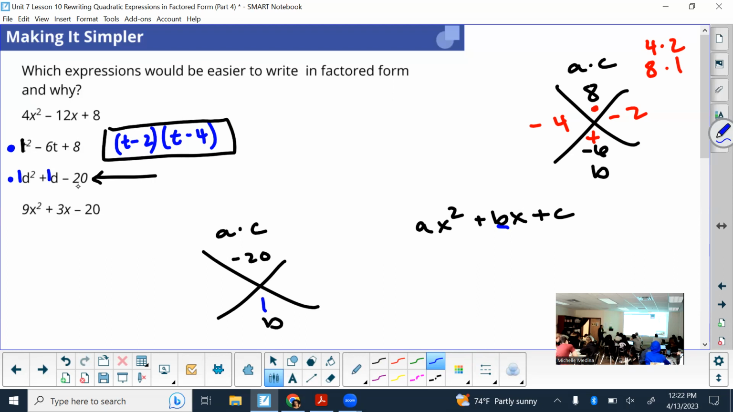Table 7, can you tell me some pairs of numbers that multiply to 20? 10 and 2. Thanks, Emery. Table 7, I think there's one more. 20 and 1. Only one of them could possibly give me a 1 when I add or subtract. Which one would that be?